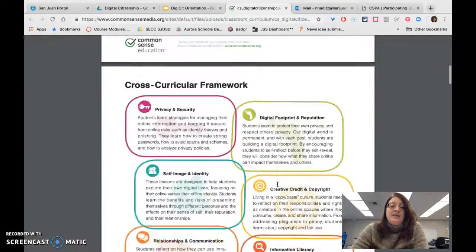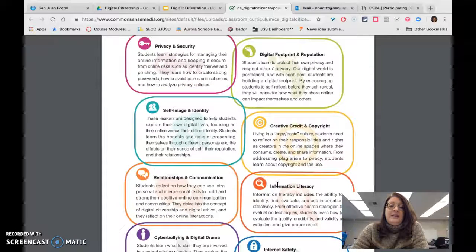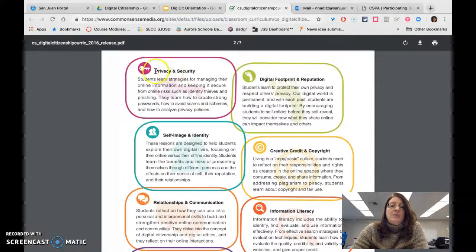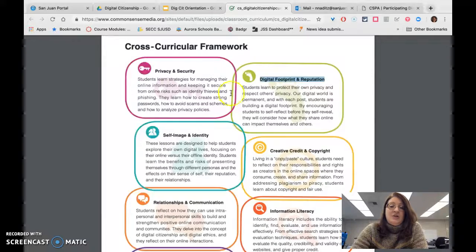And so as we go down, we see that they have 8 sort of parameters for digital citizenship. They acknowledge that students need to work in privacy and security and develop skills in that area. They need to understand that everything they post online contributes to their digital footprint, which in turn contributes to their reputation as viewed by others. They need to understand the role that digital media plays in their own self-image and identity, not just what they create and share about themselves, but how media influences how they see themselves and others.